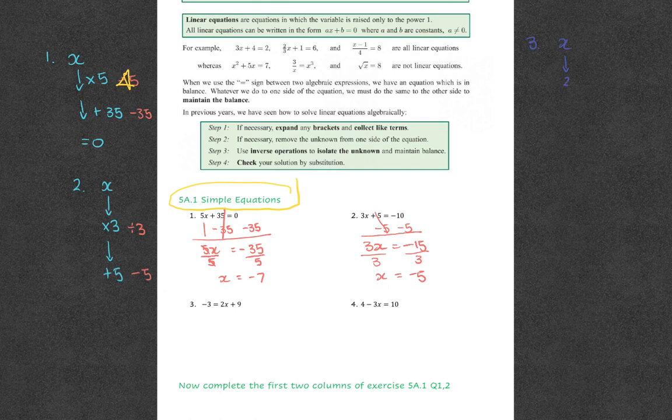So question 3, we've got the x times by 2 and then we've added 9. So we're going to go backwards and subtract 9, divide by 2. So on the left-hand side we get negative 12 equals 2x. And that means x equals negative 6.